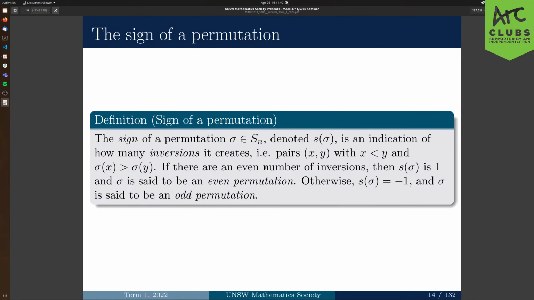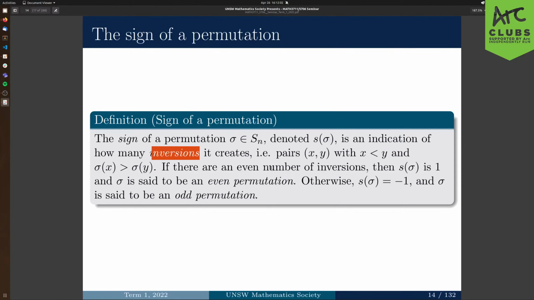You can look at the sign of a permutation, which I guess is just some sort of measure of whether the number of items it swaps from being less than and bigger than is an even or an odd quantity. So if you take a pair of numbers x and y, you throw them through your permutation, and they're initially less than each other, so you had x less than y, but after you've permuted them, it's the other way around, then you can call that an inversion.